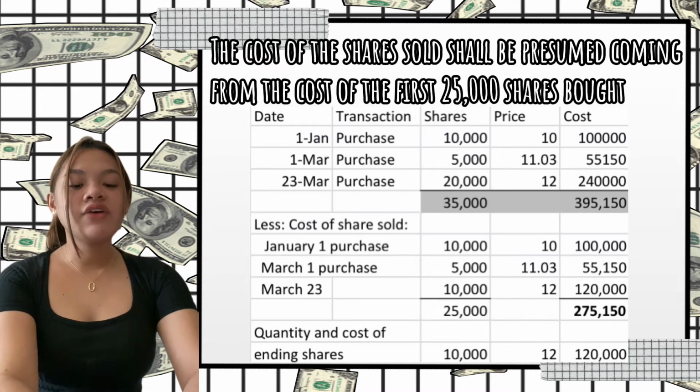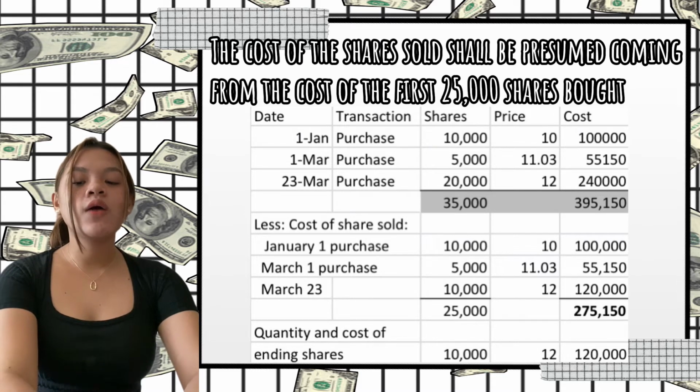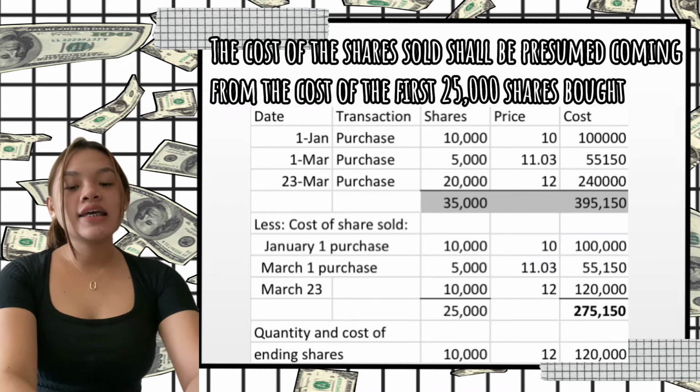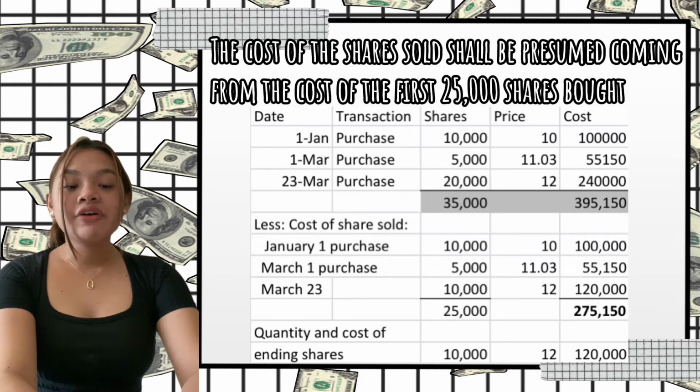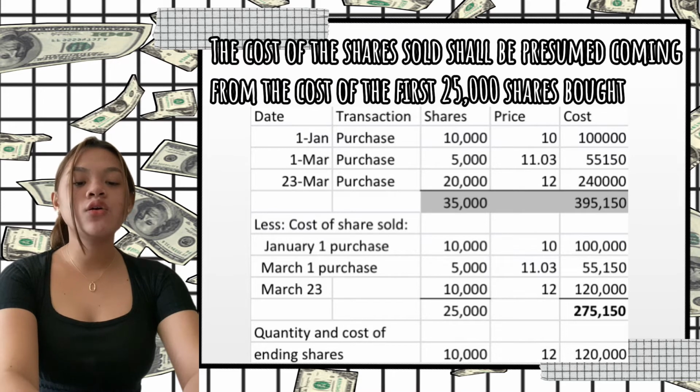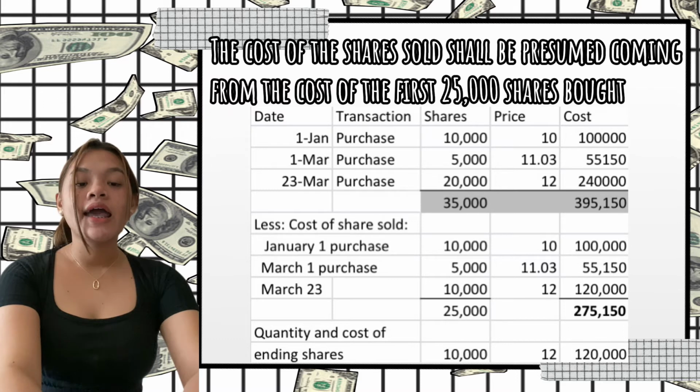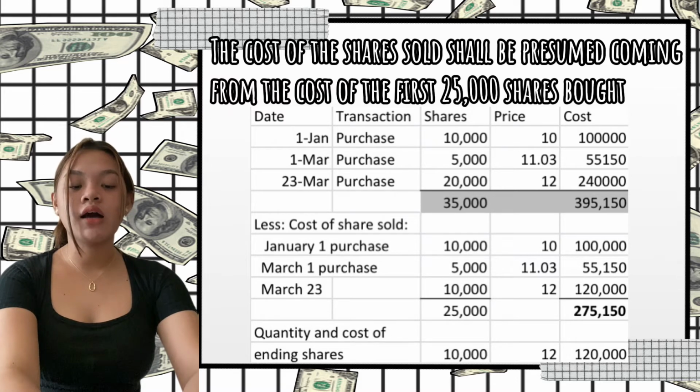So, 35,000 minus 25,000 is equal to 10,000. So that will be the quantity of ending shares. Next, we have the 395,150 less the cost of shares sold, which is 275,150, equal to 120,000. So the quantity and cost of ending shares are 10,000 shares with 12 peso unit cost and cost of 120,000.